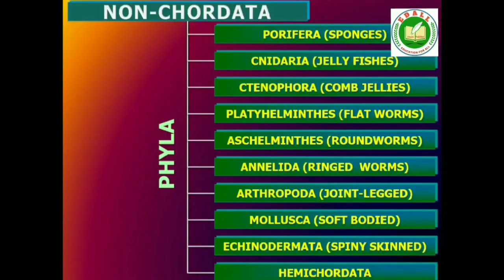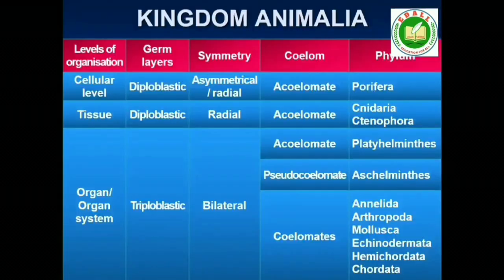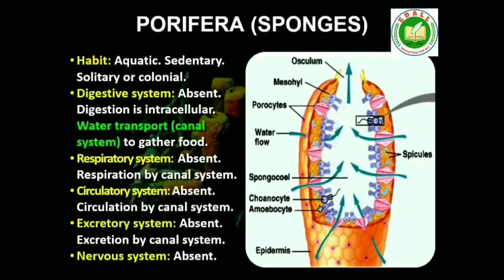4.2 Classification of Animals. The broad classification of Animalia is based on common fundamental features. First is phylum Porifera. Members of this phylum are commonly known as sponges. They are generally marine and mostly asymmetrical animals. These are primitive multicellular animals and have cellular level of organization.